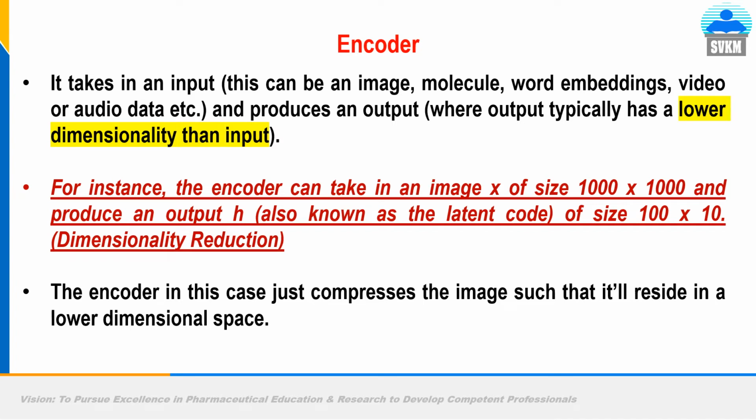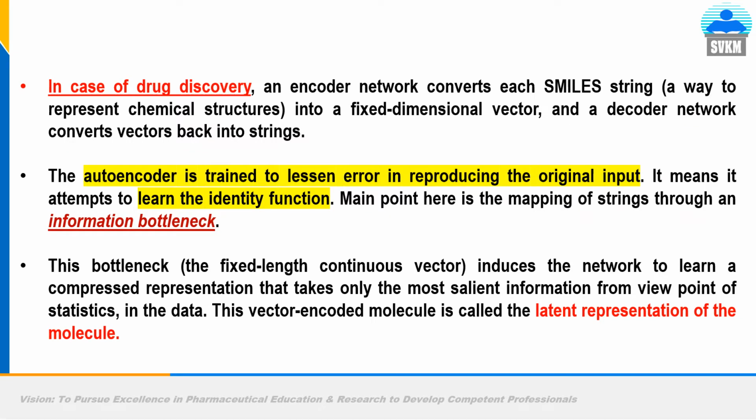The encoder in this case just compresses the image such that it will reside in a lower dimensional space. So in case of drug discovery, an encoder converts each SMILES string, a way to represent chemical structure, into a fixed dimensional vector, and a decoder network converts the vector back to the string. The autoencoder is trained to lessen error in reproducing the original input.